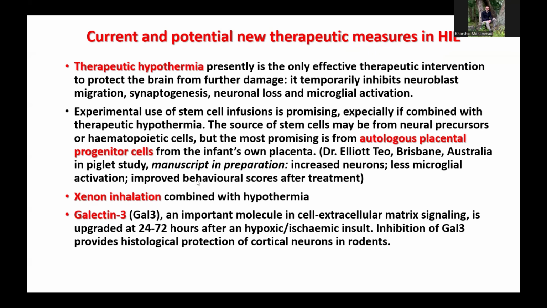There are some new approaches to therapeutics, which I'm not going to spend a lot of time with. Therapeutic hypothermia is the best documented one and is the only really effective therapeutic intervention at this time to protect the brain from ongoing progressive damage. And it inhibits a lot of developmental processes or temporarily slows them down so that they don't become damaged. And there also are other approaches listed here that may be useful.